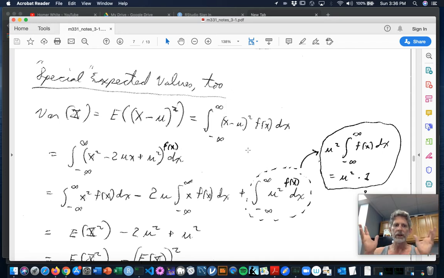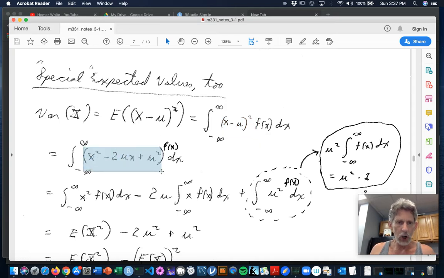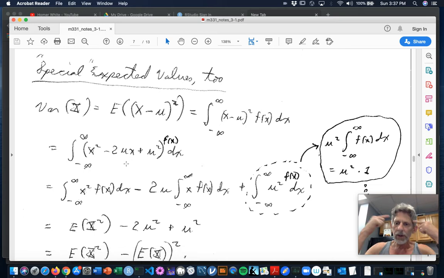I'm going to go ahead and go for a formula, a quick shortcut formula for variance. So I'll go ahead and work this out generally rather than just heading to uniforms right now. So my plan is to square out (x minus mu) squared, there it is, times the f of x dx. And then I'm going to apply properties of integrals. The integral of sums and differences is sums and differences of integrals. You want to know that from Calc 1.